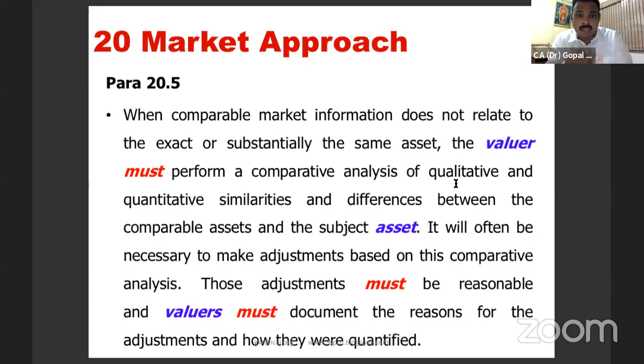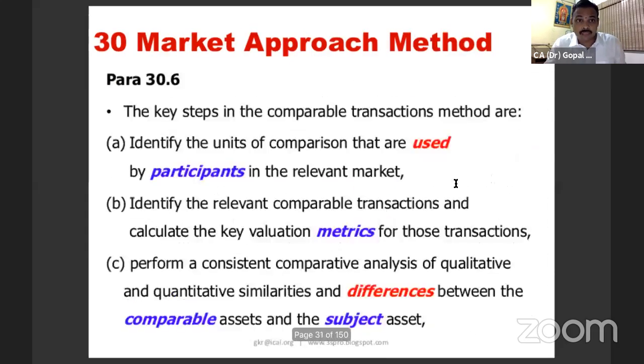So it will often be necessary to make adjustment based on this comparative analysis. Those adjustments must be reasonable, and valuers must document the reasons for adjustment and how they were quantified. And this is the adjustment they refer to you in para number 30.17.